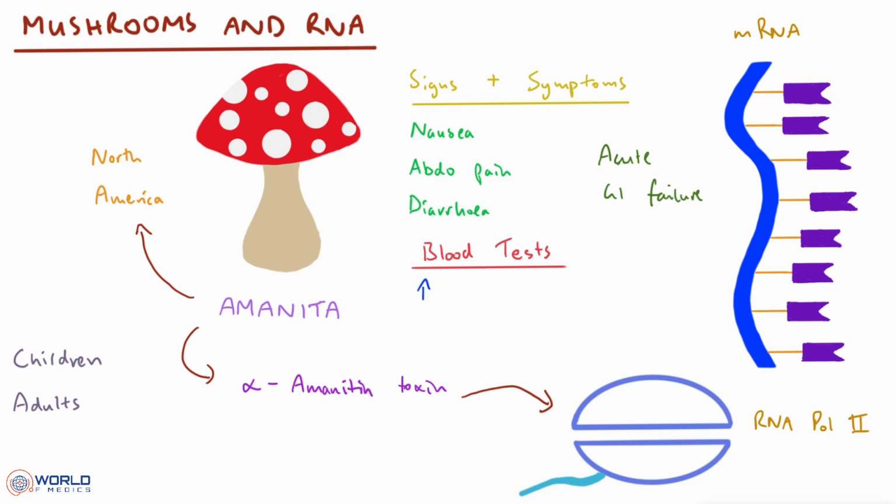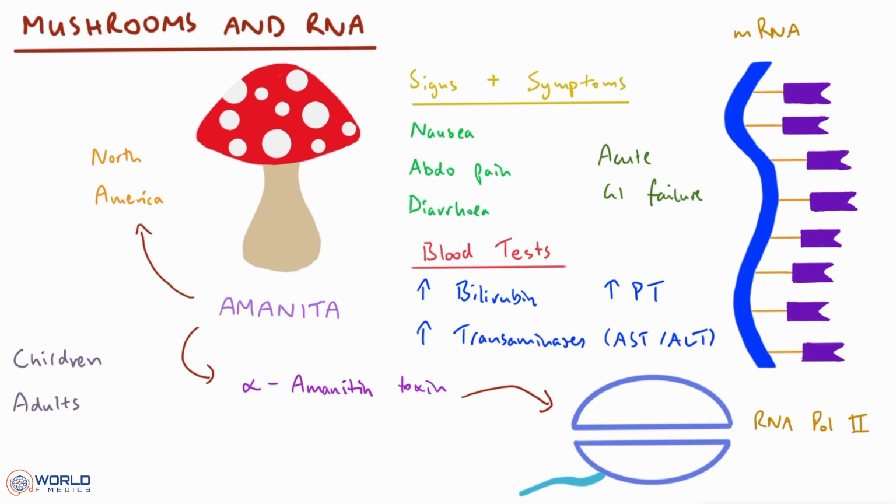And if we take some blood tests from this patient, they're going to have a raised serum bilirubin, which is obviously presenting as jaundice. Now, the liver is also affected, which is going to raise the transaminases, specifically AST and ALT. And as the liver is involved in coagulation, we're going to have a raised prothrombin time.